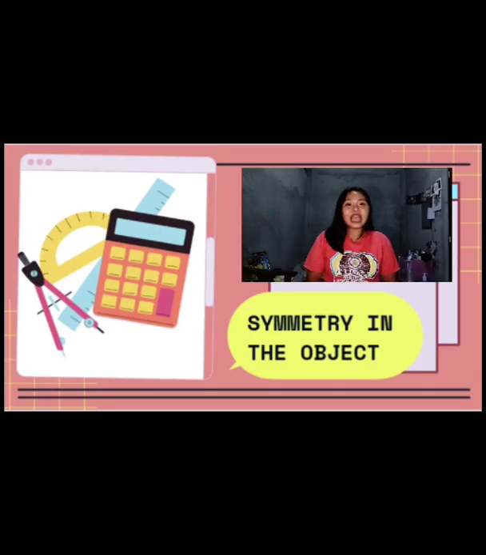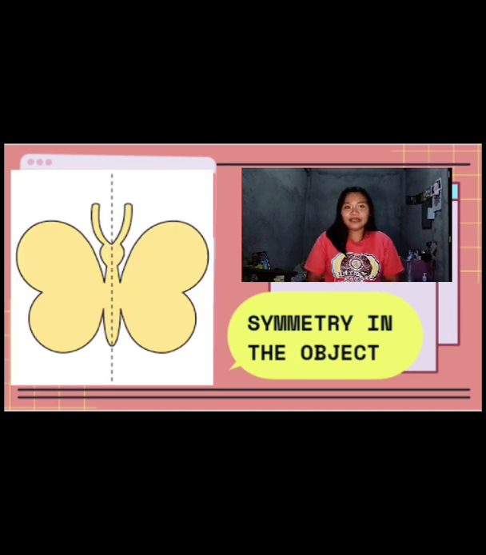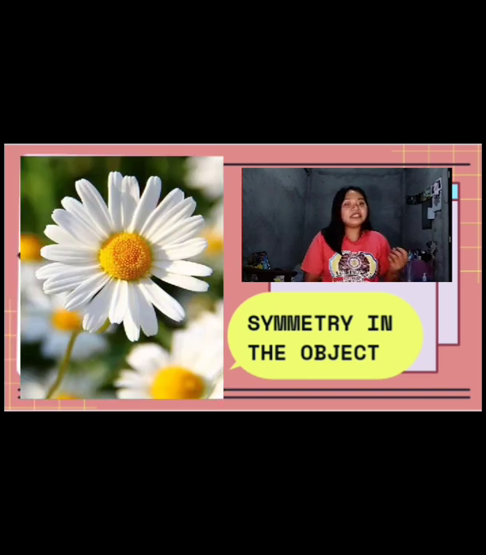Also, in this series, I will classify the object symmetry. The first one, we have an example here. Butterfly. It's called reflection because there's a line dividing it into two pieces. Also, this is the daisy flower. It could be classified as rotational symmetry. It can also be called radial symmetry in biology. It is similar parts regularly arranged around a central axis.